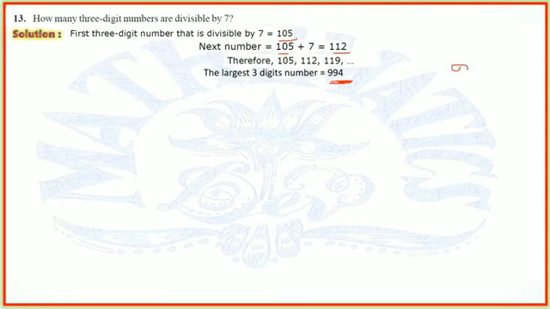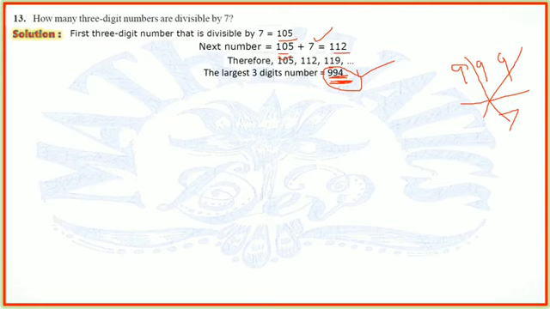Suppose, for example, the largest is 999. If you divide it by 7, it will not be divisible. So simply you can check it by the simple trial and error method also: 998, 997, and so on. So the largest 3-digit number that is divisible by 7 will be 994. So we got the first term, we got the last term, and we got the common difference of this AP.